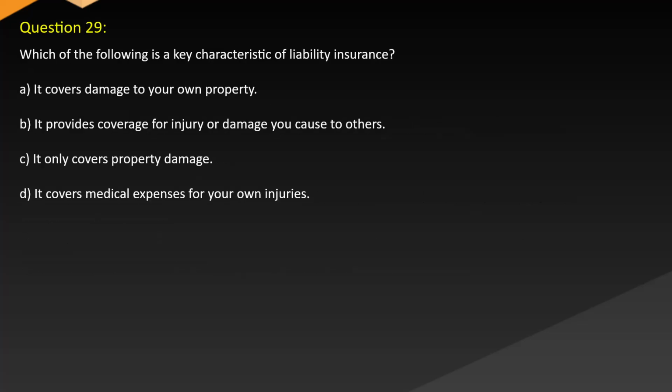Question 29. Which of the following is a key characteristic of liability insurance? A. It covers damage to your own property. B. It provides coverage for injury or damage you cause to others. C. It only covers property damage. D. It covers medical expenses for your own injuries.